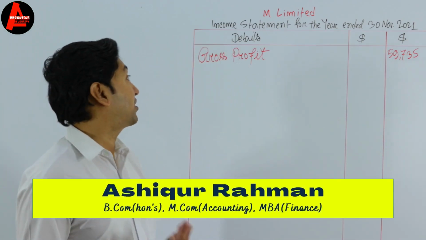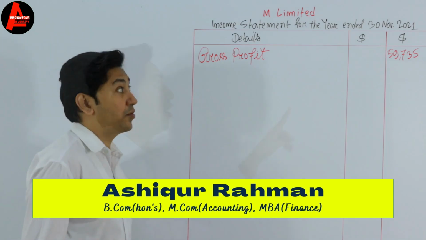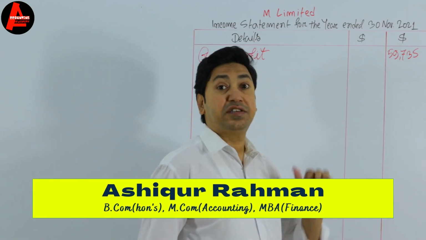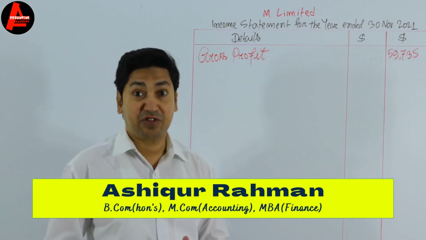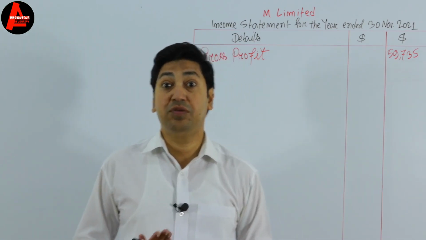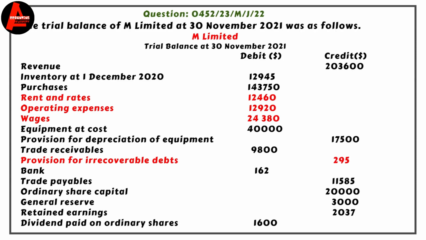Okay, so here in the first part, we calculated gross profit. It was $59,735. Now we will see the question, what items will appear here. We have revenue, it is taken, inventory purchase, these are taken. Rent and rates, it will come here in this income statement. Then operating expenses, wages, these two also will appear here.